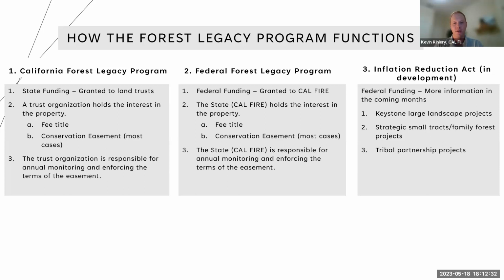And the third funding category under this funding source is the tribal partnerships projects. This is where the state partners with tribes to conserve forest land that has high benefit and value to tribes. So this is still under development, and more information about this Inflation Reduction Act funding and scoring criteria and application process and deadlines will be released by the Forest Service in the coming months.